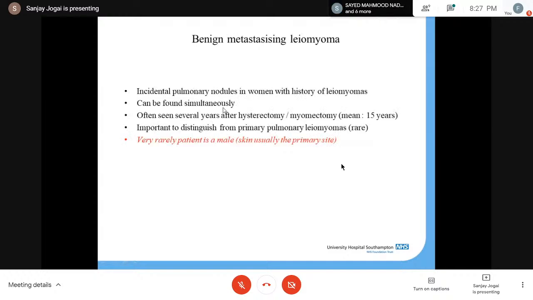So these are basically incidental pulmonary nodules in women with previous history of leiomyomas, and can sometimes be found simultaneously. Usually you see them after several years of hysterectomy or myomectomy. And the important thing is to distinguish them from primary pulmonary leiomyomas. Thankfully they are rare, and it's very, very unusual to see these in a male patient.